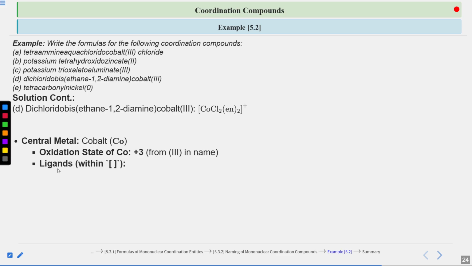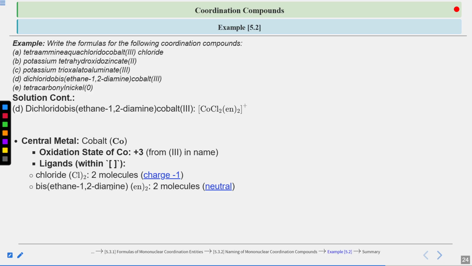Then you have to see the ligands present inside the square bracket. So here in the name, dichlorido, so chlorine should be the ligand. Bis(ethane-1,2-diamine): ethane-1,2-diamine is a ligand, and bis is present, which indicates 2 ligands of ethane-1,2-diamine. So 2 en are going to be present as ligands. So the ligands are first of all chloride, which is 2 molecules, and each will carry -1 charge. And then the bis(ethane-1,2-diamine), that is (en)2, that means 2 molecules, and each molecule is neutral.